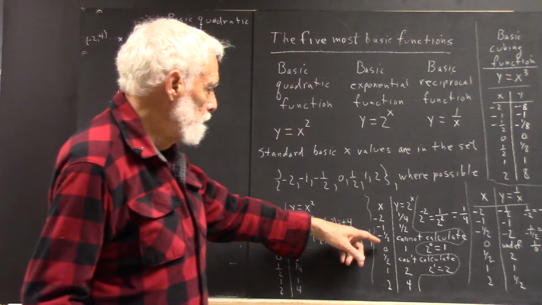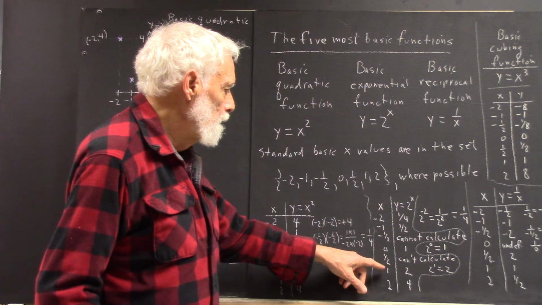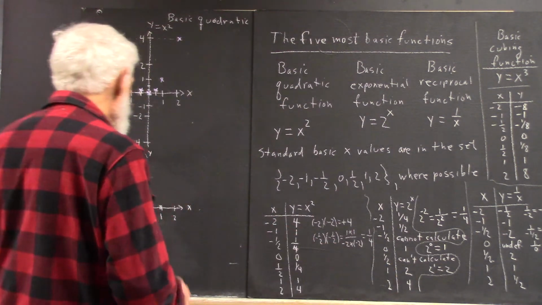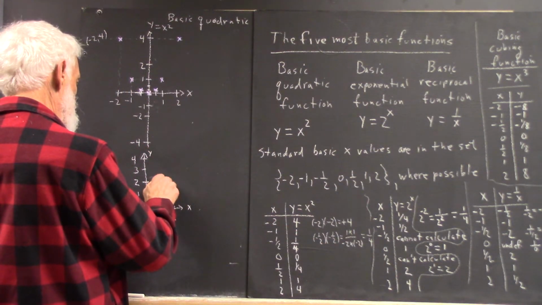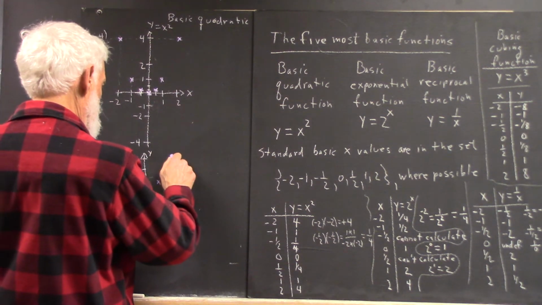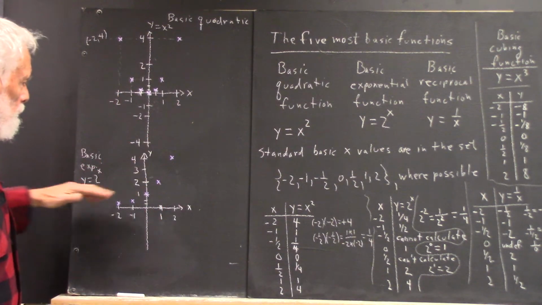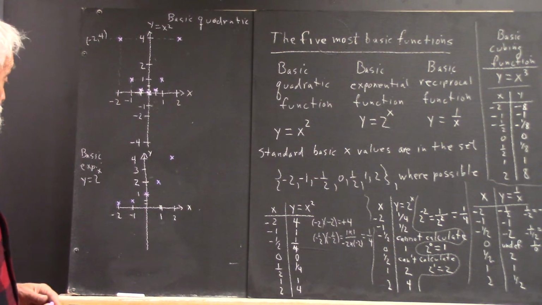Just looking at the table: -1, 1/2. 0, 1. Then I get 1, 2. So here's 1 and here's 2. And at 2 I get 4. So at 2, I come up here to 4. And there's the trend of my basic exponential graph.